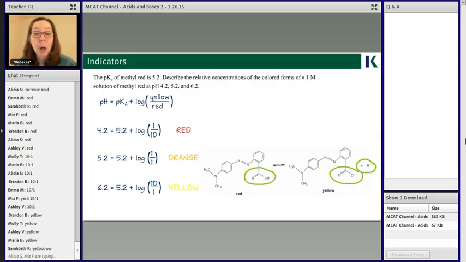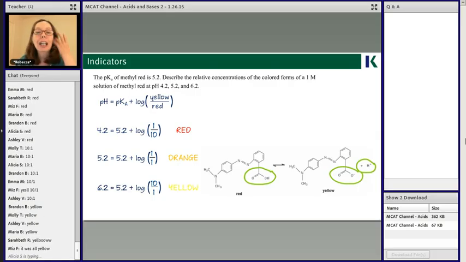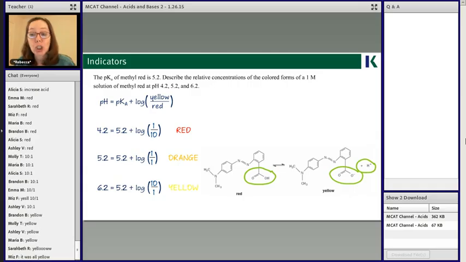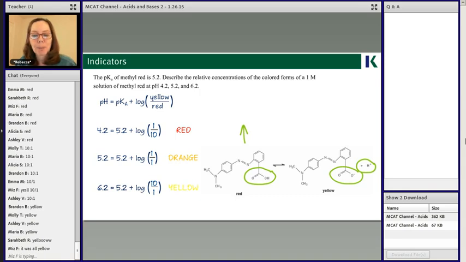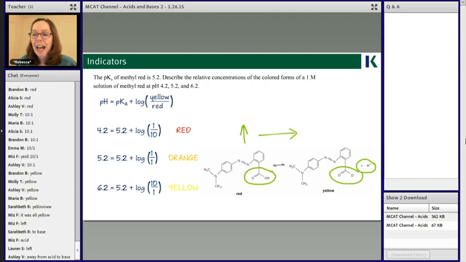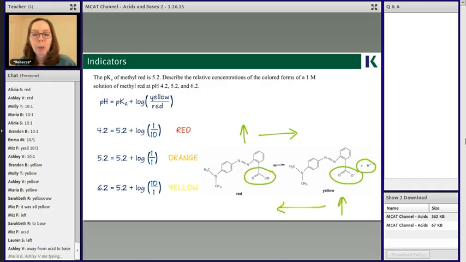That's how indicators work. And you pick an indicator that changes color at about the pH that you're looking for. That's the idea behind it. And I want to show you one more thing about this that's really cool. This is nothing different than our friend Le Chatelier. Because if we increase our concentration of acid, which way does our equilibrium shift? Shifts that way, so it picks up more yellow color, doesn't it? Yeah, and if you start out all yellow, it's going to shift back this way and turn more orangey reddish.